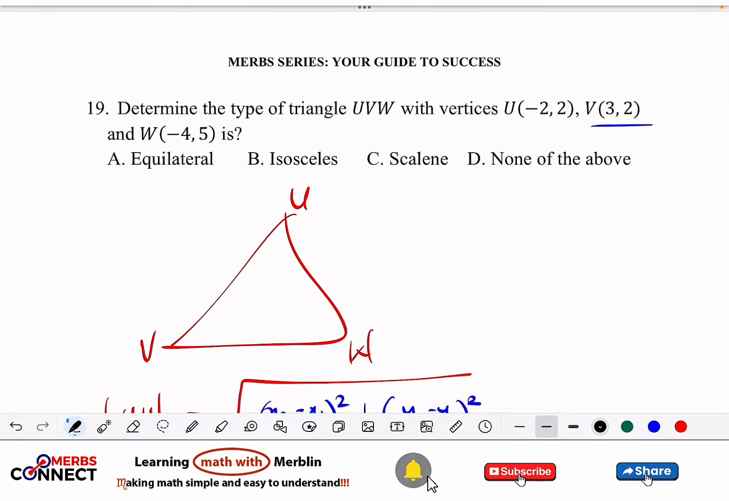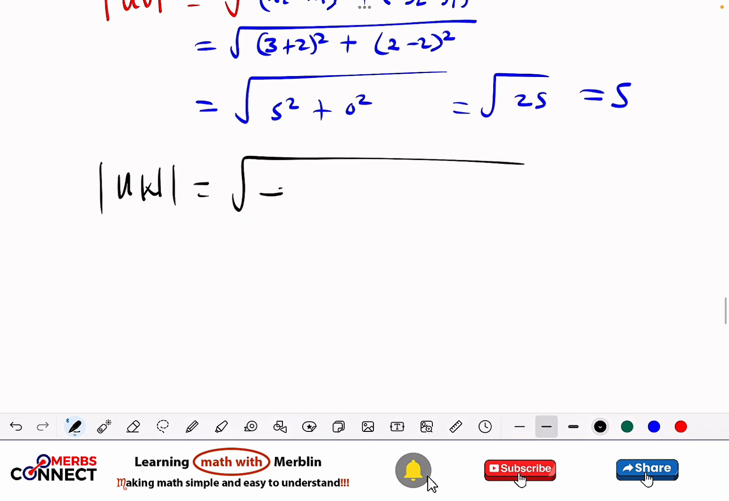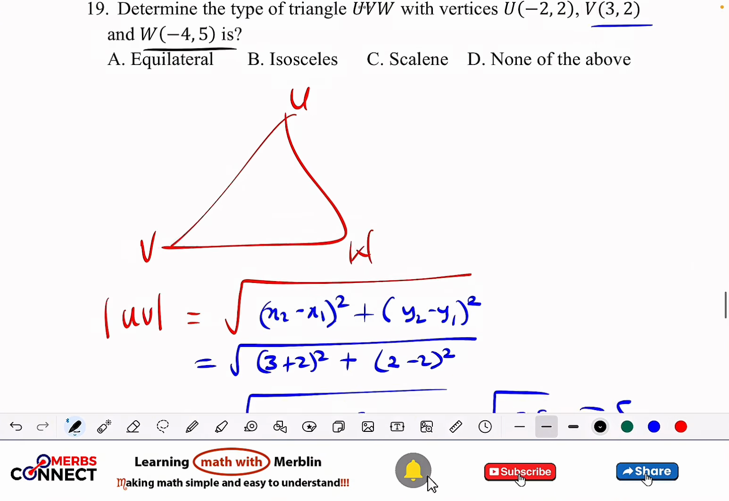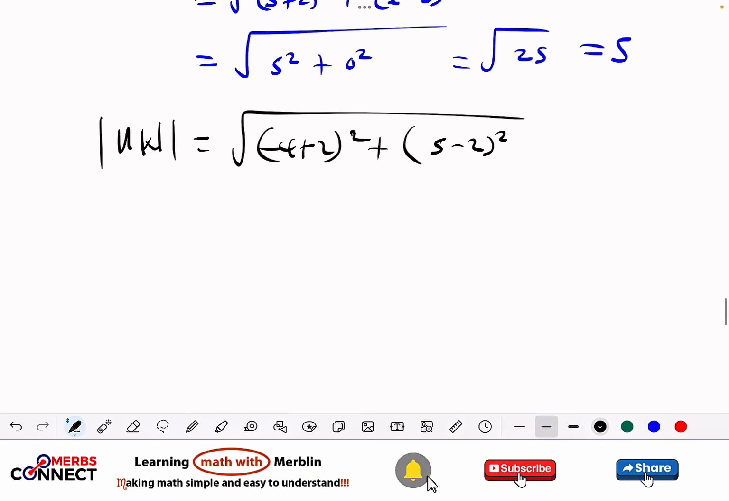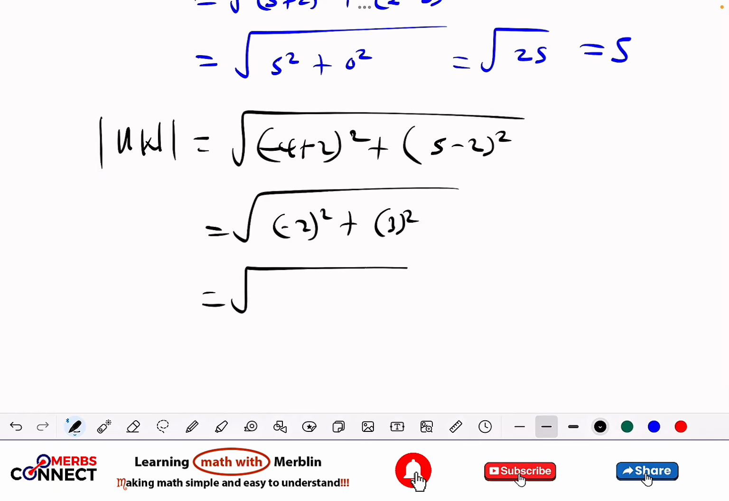So I'm picking this one as my x2, y2. So I'm going to have minus 4 plus 2. Is that right? Yes, because I'm going to have minus 4 plus 2, so minus 4 plus 2 squared plus 5 minus 2 squared. So this is going to give us minus 2 squared plus 3 squared, which is equal to 4 plus 9, which is equal to square root of 13. And square root of 13, I think, is 3.61.